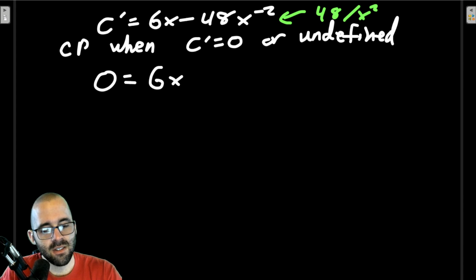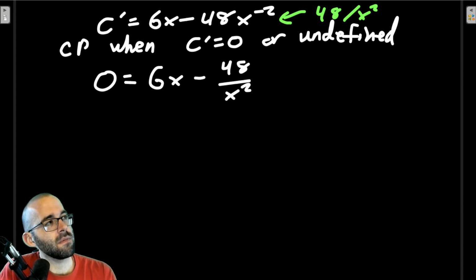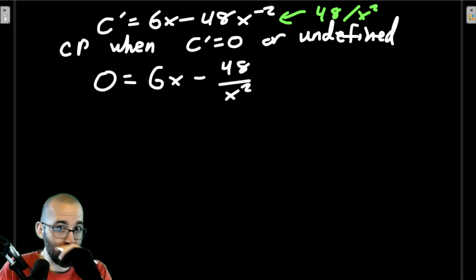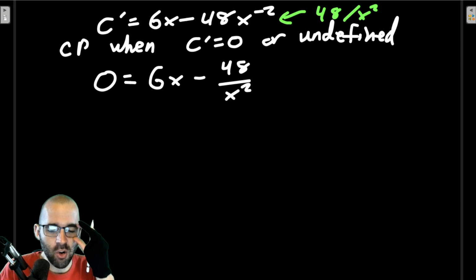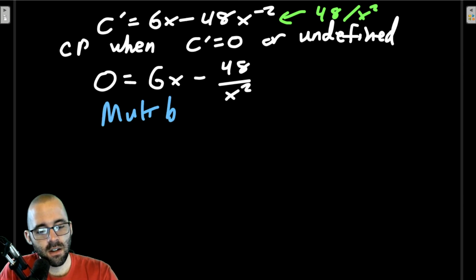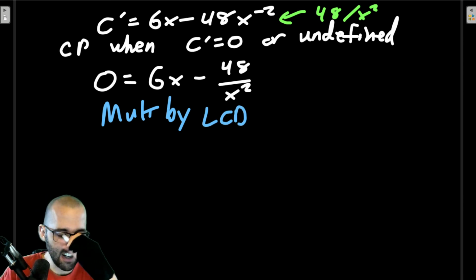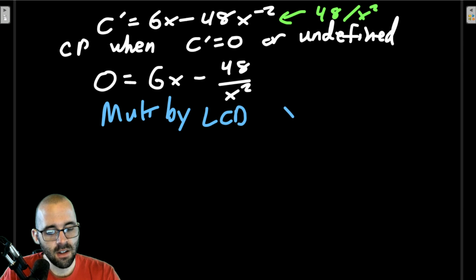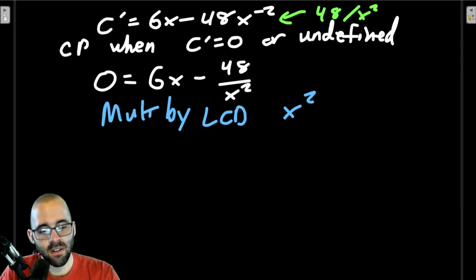When 0 is equal to 6x minus 48 over x squared, we need to solve this equation. This is a rational equation, not a quadratic equation anymore. Got to remember back to your intermediate algebra. To solve a rational equation, you multiply both sides by the LCD. In this case, we only have one denominator, so our LCD is not too bad to find. Our LCD here is x squared.